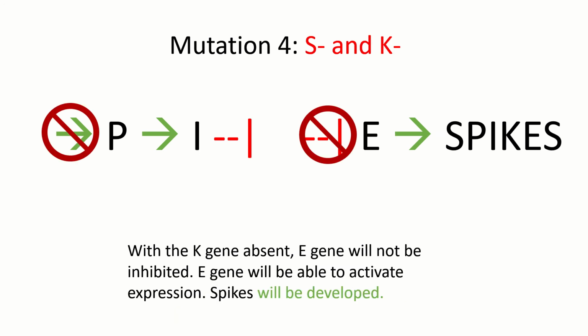Our last mutation is a double mutation of the S and K genes. In this pathway, since the K gene is absent, it will be unable to inhibit the E gene, and the E gene will be free to develop the spikes.